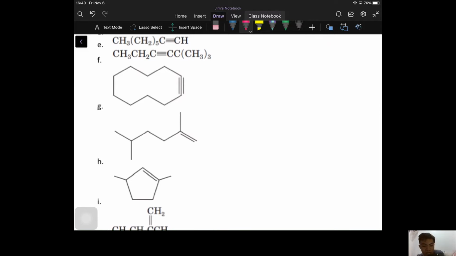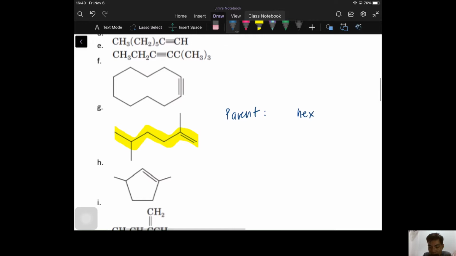Hanapin ang longest chain with the double bond. Okay? So ito yung longest chain with the double bond. So yan ay 1, 2, 3, 4, 5, 6. Okay? So yan yung ating parent. May substituents tayo. So ano yung parent natin? Nakalimutan ko ilang carbon. 1, 2, 3, 4, 5, 6. 6 carbons. Yan ay hex-ene, kasi may double bond. Tapos nasan yung double bond?